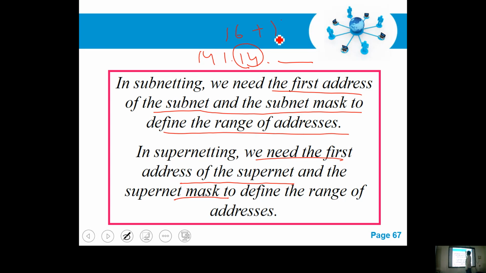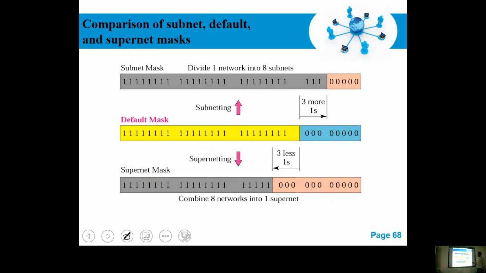Earlier, if I had 16 plus 16, and if I am making 4 groups combine to form a particular supernet, then it will be 14, it will be 80. Okay, like that we will be making. So see here, if I am making 8 groups, 3 more bits we are adding, and I will be getting the subnet. If I am combining 8 groups to form a single group, then we are reducing 3 bits and we will be getting this supernetwork address. Okay, supernet subnet mask. Is it clear?